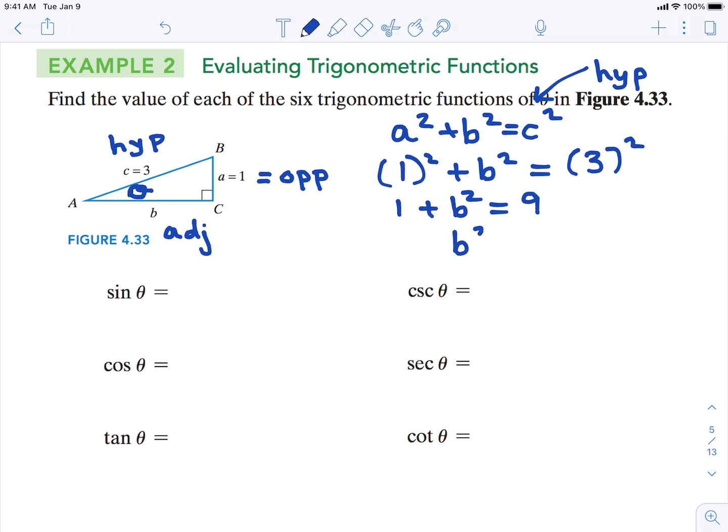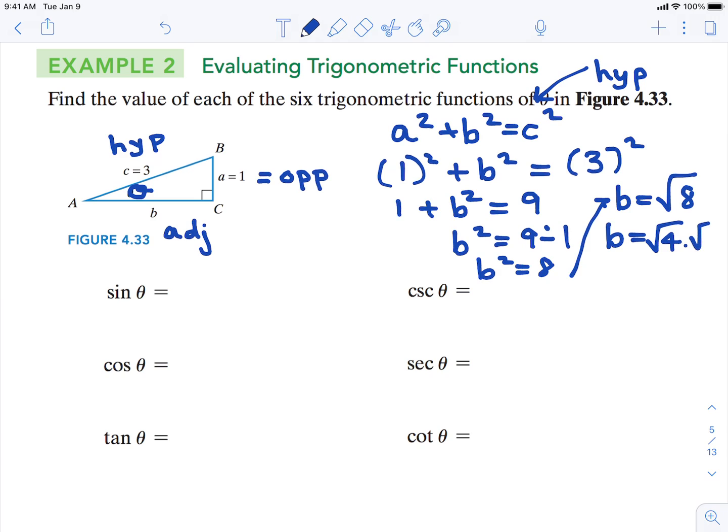Now we're going to subtract 1 from both sides. And we get 8. Now we need to undo that square on the b. So we're going to square root both sides and then simplify it. So I get square root of 4 and square root of 2. Well, the square root of 4 is a perfect square. Square root of 4 is 2. So this is your exact value, 2 square roots of 2. So I'm going to go ahead and put that over here in my triangle.